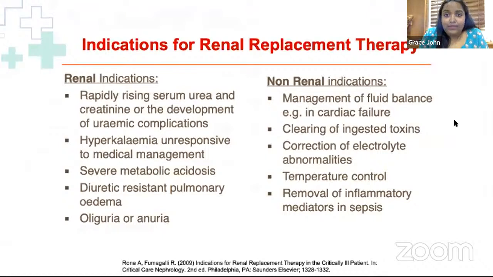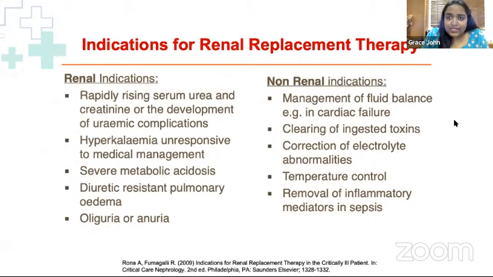And there are certain non-renal indications for which RRT can be started, like the fluid imbalance. It might not be the renal one, it could be cardiac failure. And it could be just to get rid of toxins because of some ingested toxins, or electrolyte corrections not related to the CKD part of it, but some other reasons. And also, an important one is to make sure the temperature in the body stays within the limits of letting the body do the normal physiology. And obviously, there is so much inflammation, so many inflammatory mediators in sepsis. So that is the other one for which we can do an RRT.